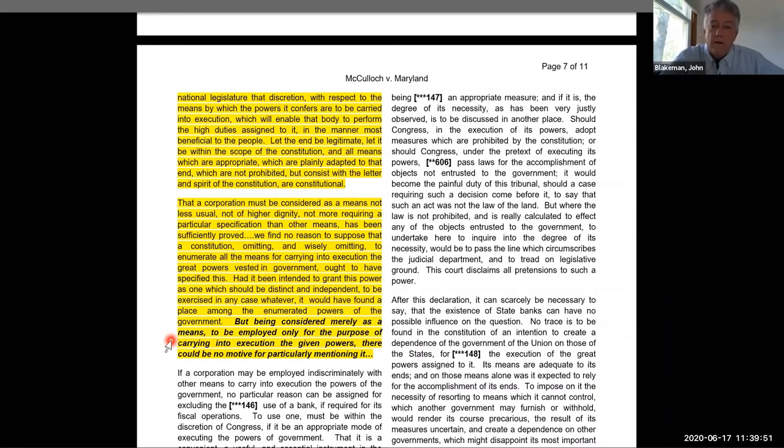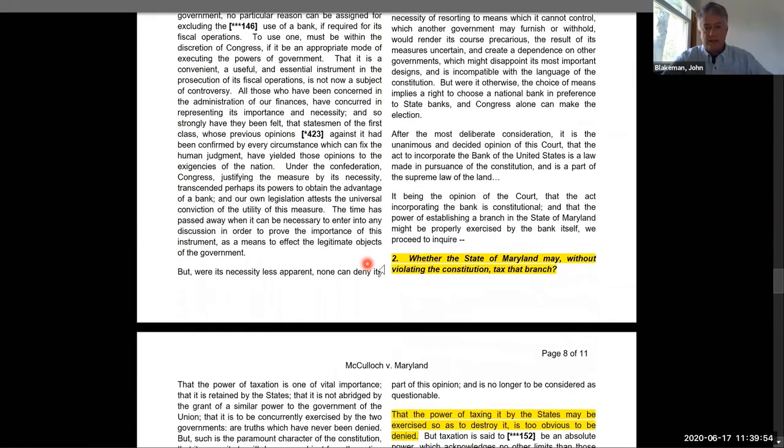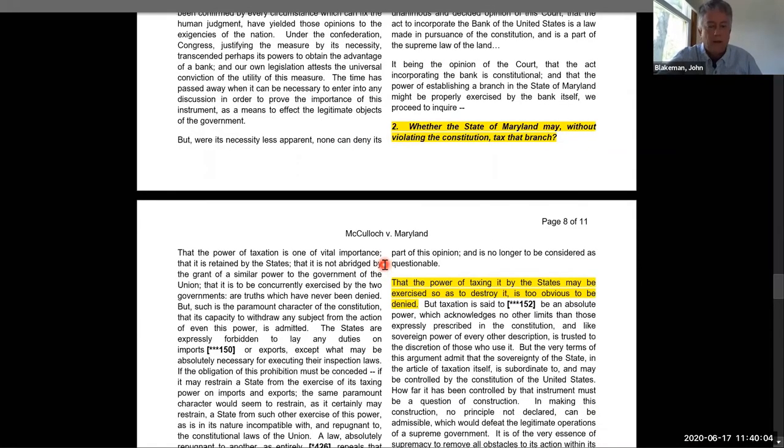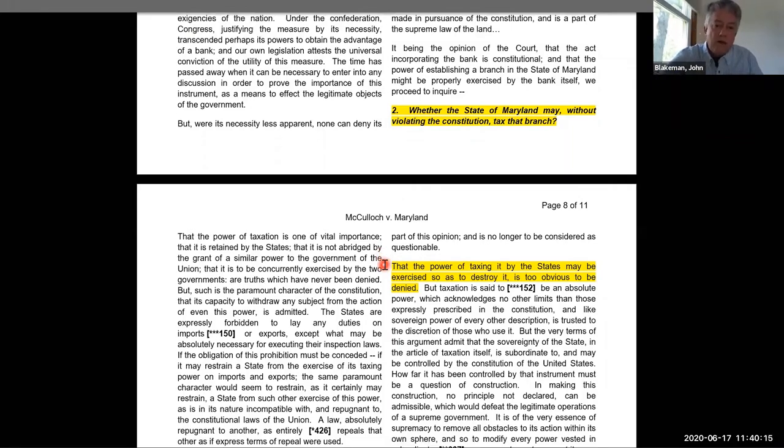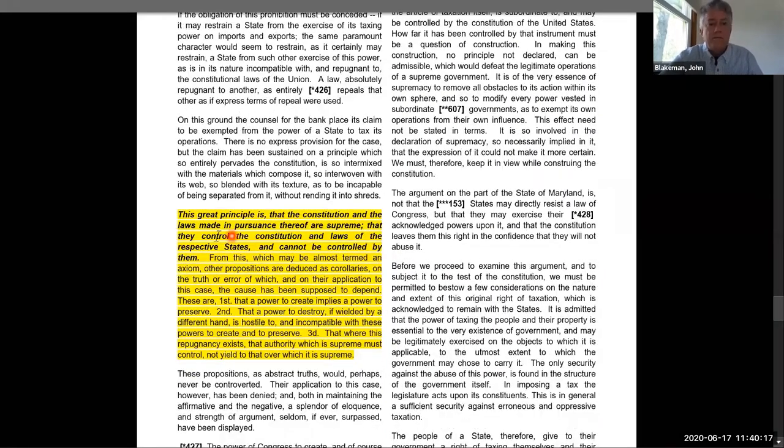Okay, one final argument that Maryland raises. This is the real states' rights argument too. The state of Maryland, can it tax the branch of the national bank? The larger question might be, can a state tax or regulate a federal institution that operates within its territory? Now, Maryland makes a fairly straightforward argument. Maryland says that, hey, this is our territory.